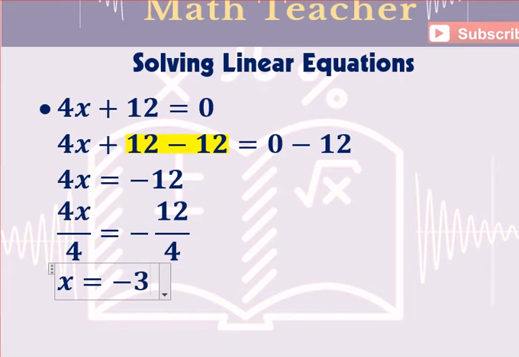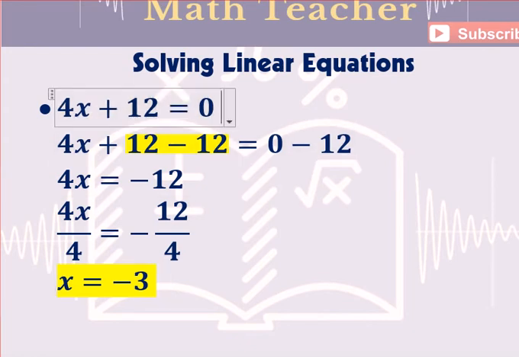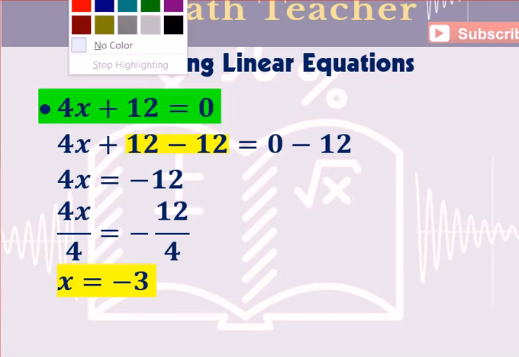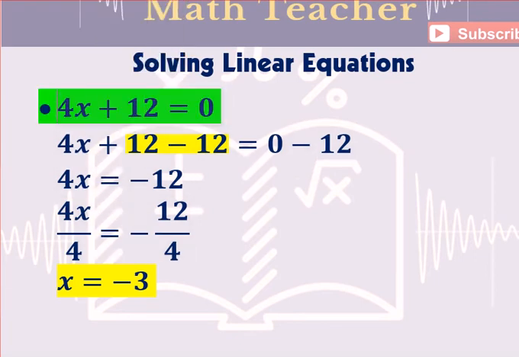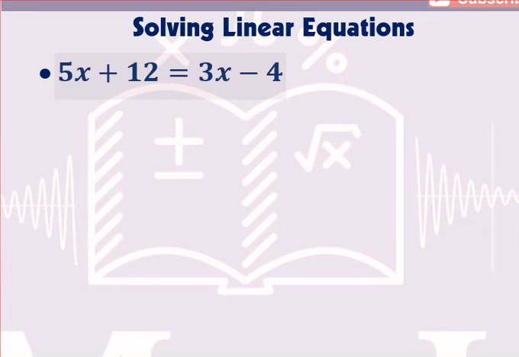Yes, of course guys, you can check your answer here by replacing this particular value for x in the main equation. If you go back to the main equation and check your answer, you'll do 4 times negative 3, it will give negative 12. Negative 12 plus 12 is 0, so your answer is correct. So guys, now let me solve another example.